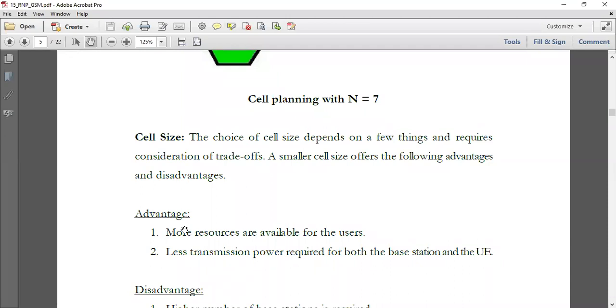This is the basic technique for the operators to improve the capacity.